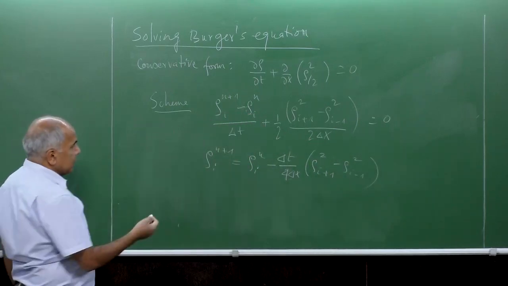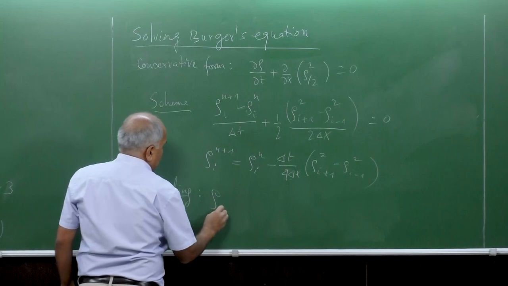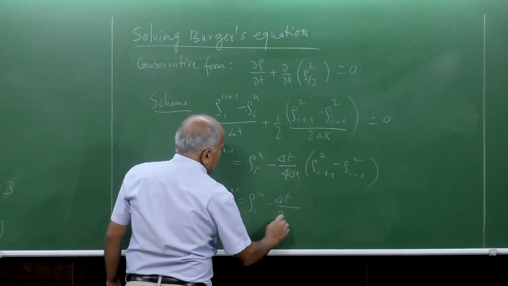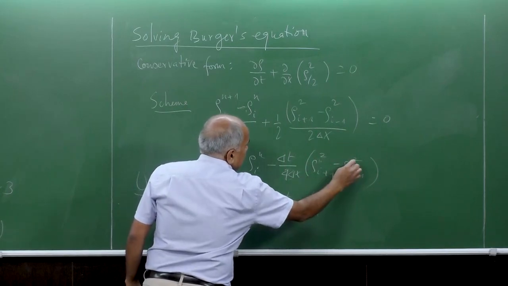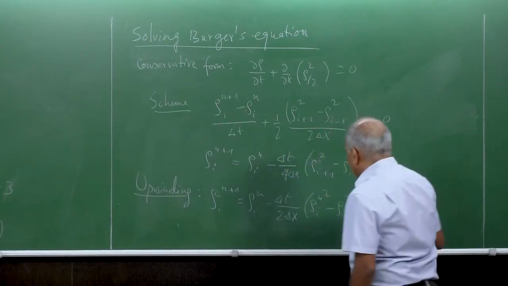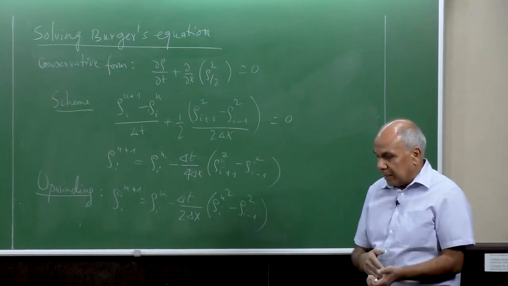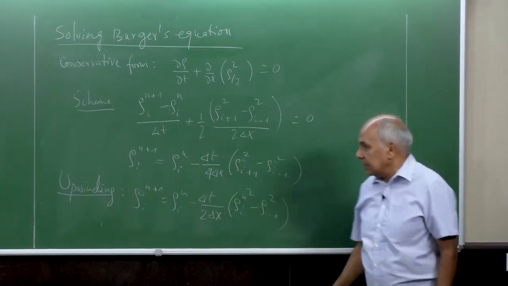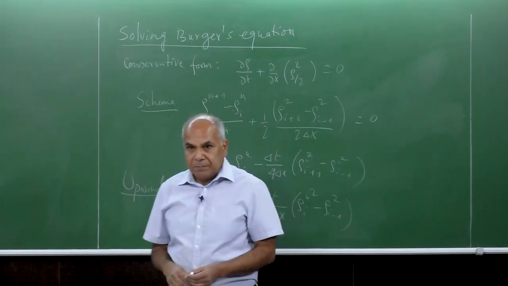Similarly, we get the upwinding scheme. Rho of i n plus 1 is rho of i n minus delta t by 2 delta x, rho i n square minus rho i minus 1 square. So this is the backward, and we similarly get the forward. Now we try to show all this in the numerical simulation. I may not go into this form, but you can do it as an exercise by yourself. So let us do the computational part with the computer.